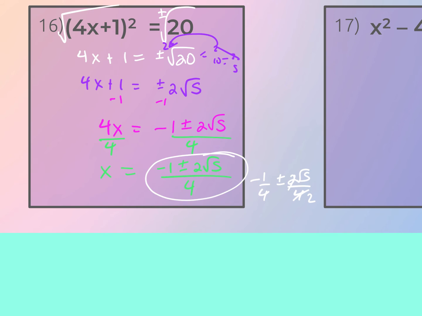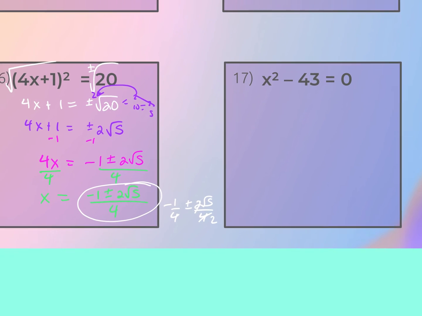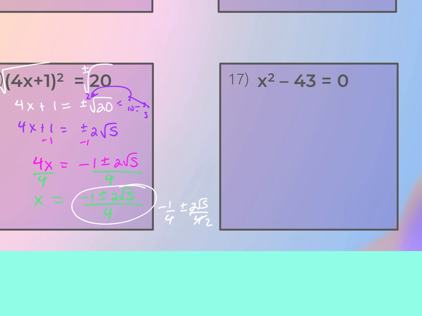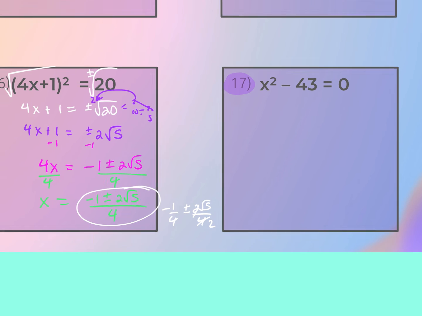Again, on WebAssign, it will separate it out, so it would be negative 1 plus 2 root 5 over 4 and negative 1 minus 2 root 5 over 4. And the order there doesn't matter. You can switch those. It could have been positive 2 root 5 minus 1. You can switch the order, okay? It will still mark it right. All right, 17 we're going to come back to tomorrow because it's a lot like the other one.